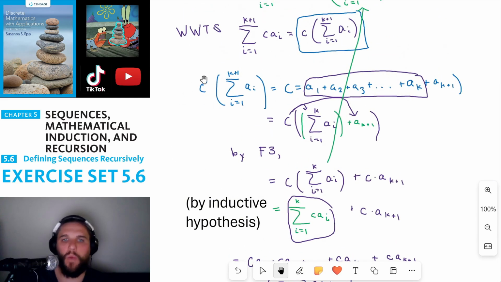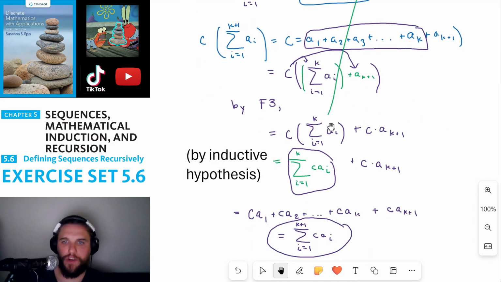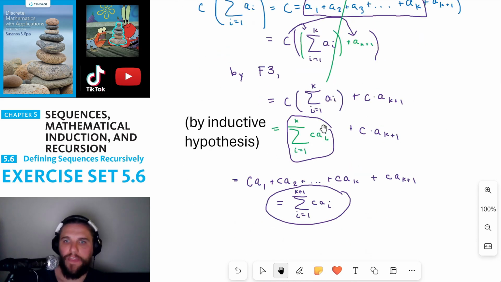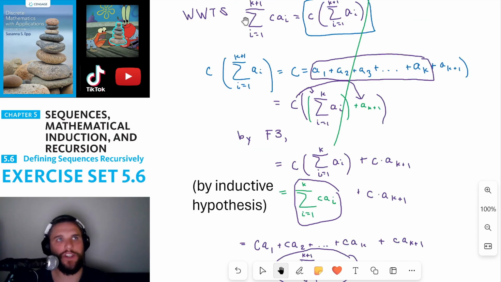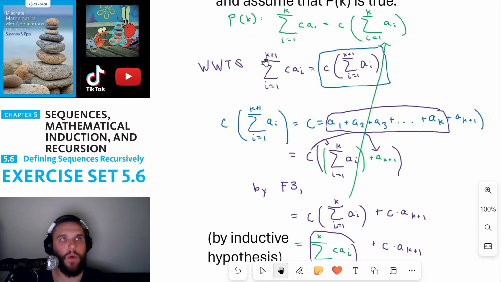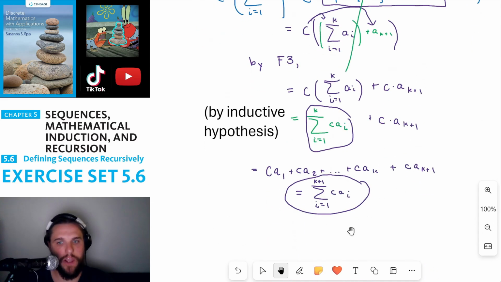We started with the right-hand side of P of k plus 1. And we did some stuff using the distributive law carefully. And then we applied the inductive hypothesis. And then we wrote everything in expanded form and rewrote everything into one summation, which is the same as the left-hand side of what we wanted to show here. And so ultimately, the left-hand side of P of k plus 1 equals the right-hand side of P of k plus 1. And so P of k plus 1 is true. And so therefore, by mathematical induction, P of n is true for all positive integers n.